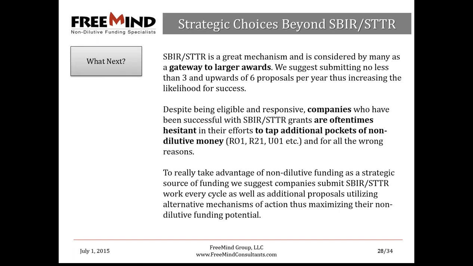We definitely would advocate submitting many of these. With our clients, we try to submit definitely no less than 3, but usually we try to submit at least 6 a year, so usually about 2 per deadline. You'd be surprised how many eligible and responsive companies just don't submit many or any applications for other sources of money, even if they've been successful in raising SBIR or STTR monies. There are a few examples here: R01s, R21s, U01s, but there are literally dozens and dozens of different opportunities and mechanisms.